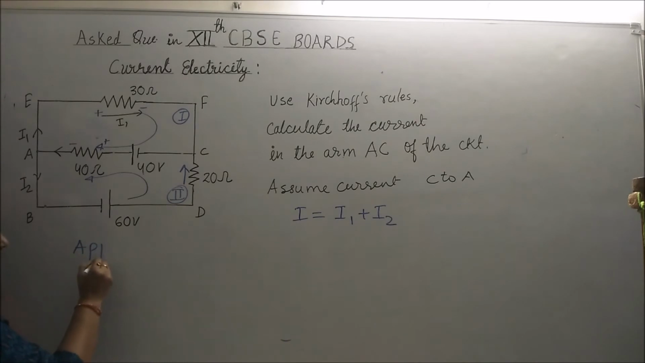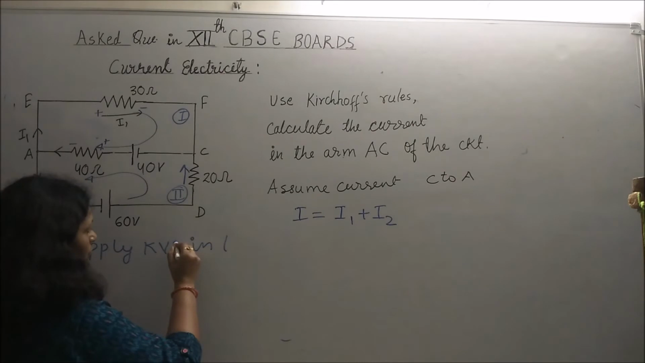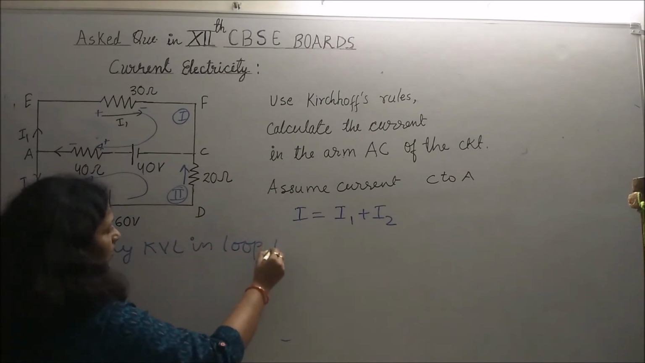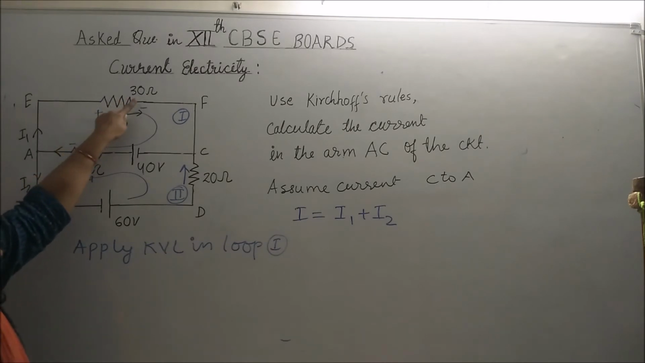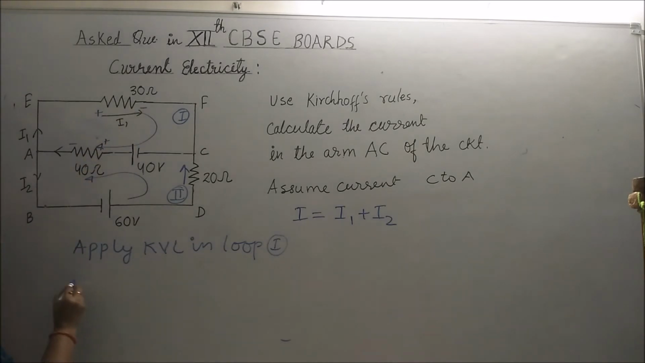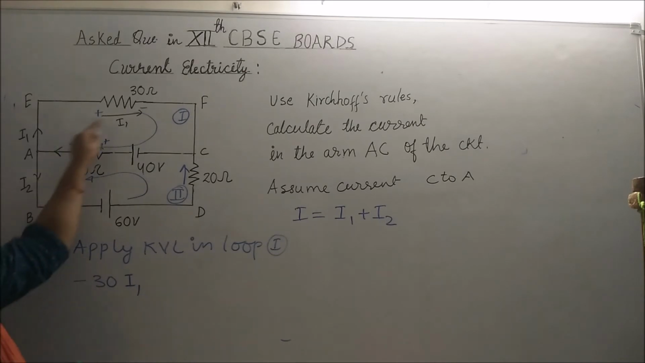So apply KVL in loop 1 first. Start from any point of the loop, moving around the loop and coming back to the starting point is the application of KVL. Here across 30 ohm there is a voltage drop, so take the sign as minus 30 I1. In the direction of current take the sign as minus.